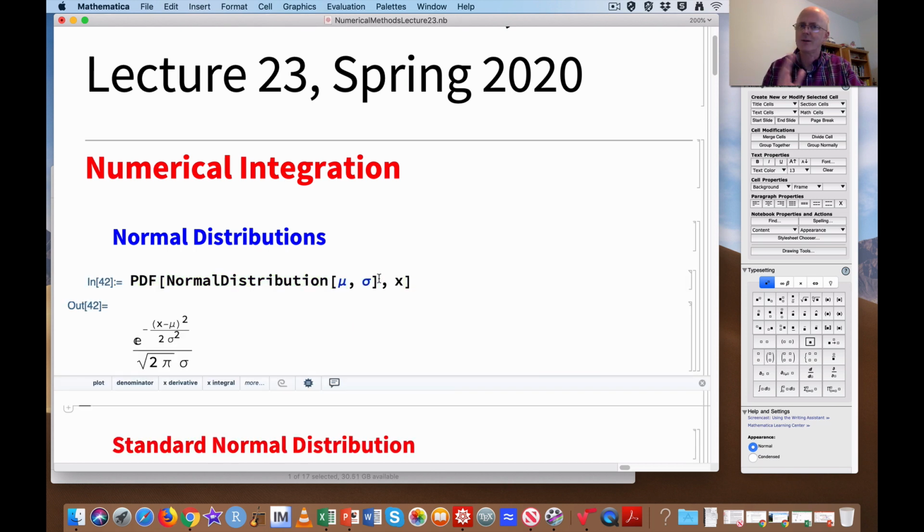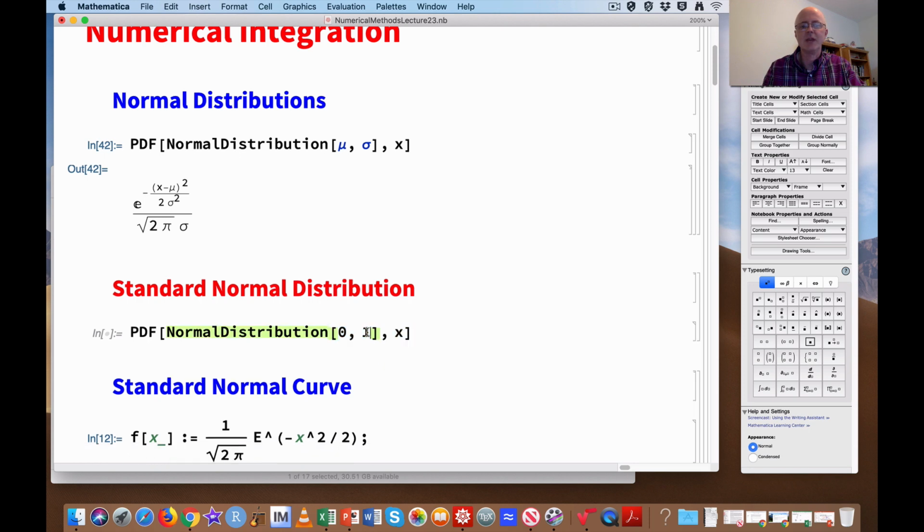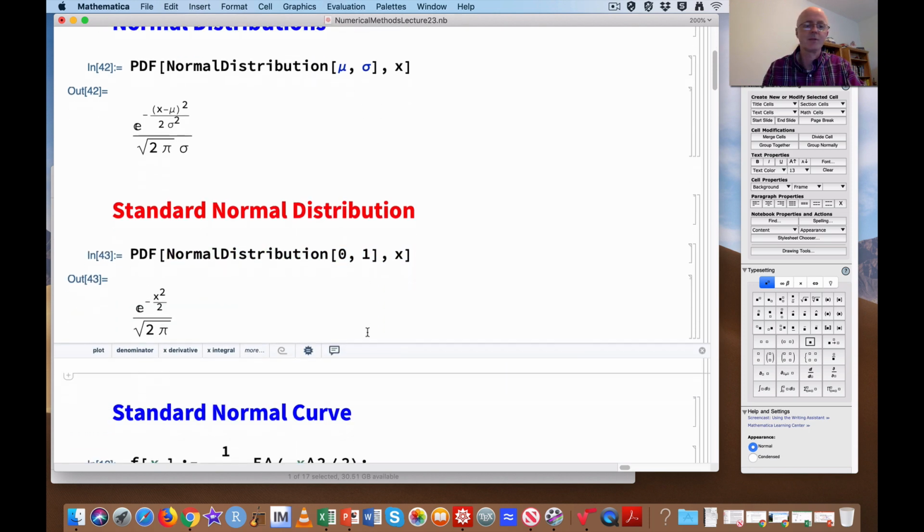If you don't know what that means, it's okay. The standard normal curve has a mean of 0 and a standard deviation of 1. It's the curve that I just showed you there. So there's the formula, if you didn't know it, that you can get from Mathematica. But of course, you can also look this kind of thing up on Wikipedia, for example.